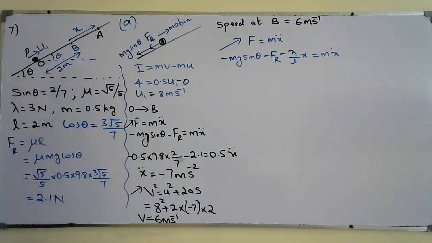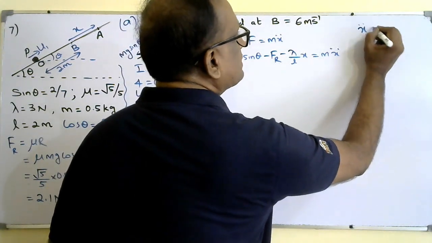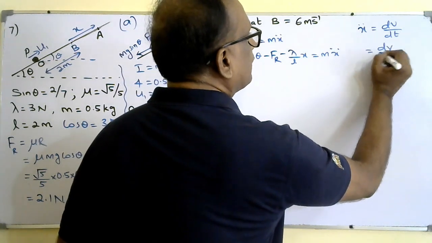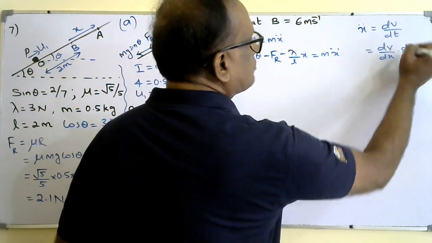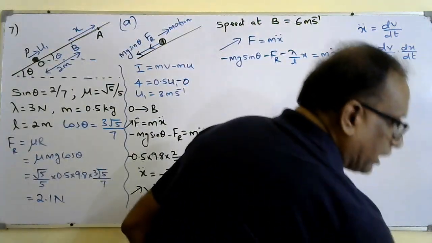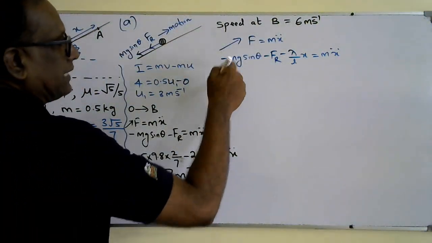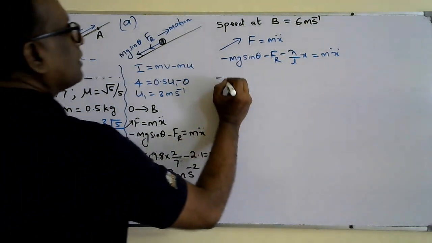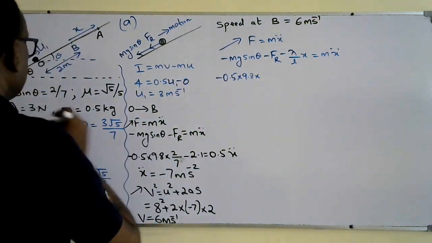Right, x double dot you know is dv over dt. That is dv over dx, I already wrote it several times, into dx over dt, so this is v dv over dx. We can write it that way in the next step. Okay, so we'll substitute the quantities. Minus mg, we know 0.5 into 9.8 into sine theta, 2 by 7.